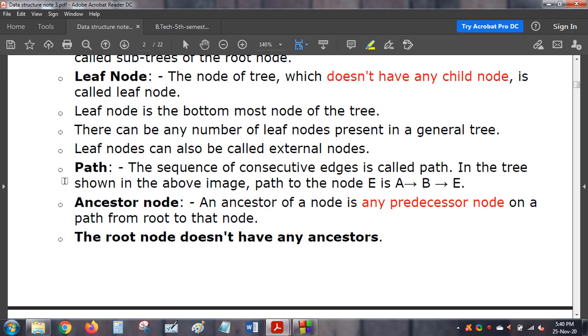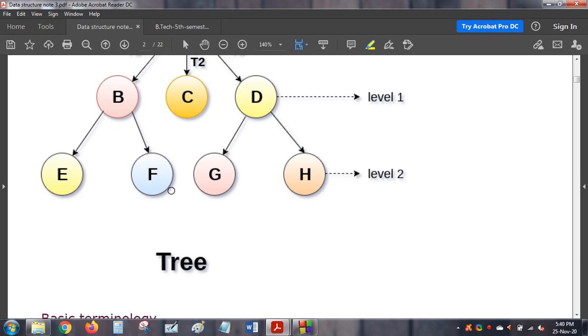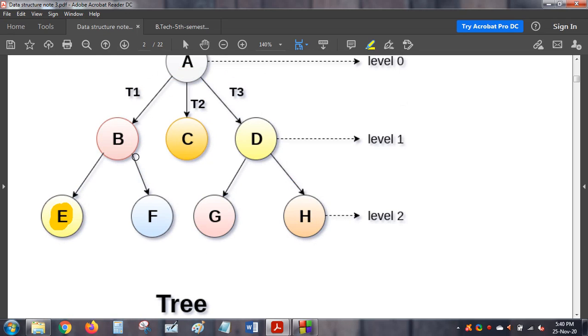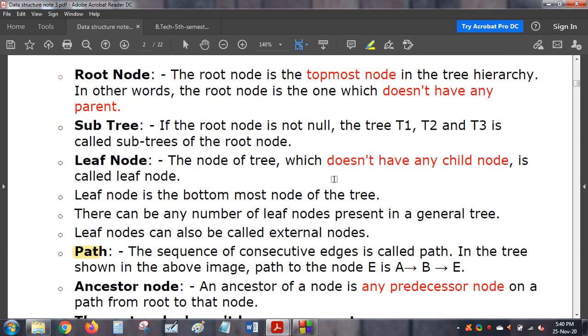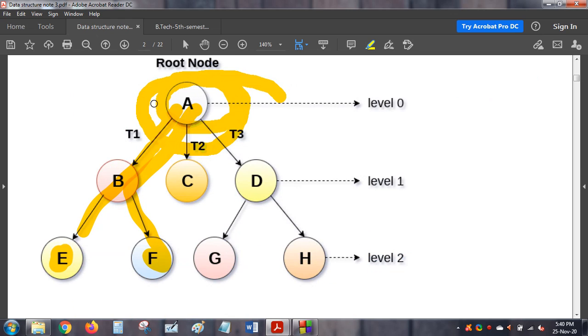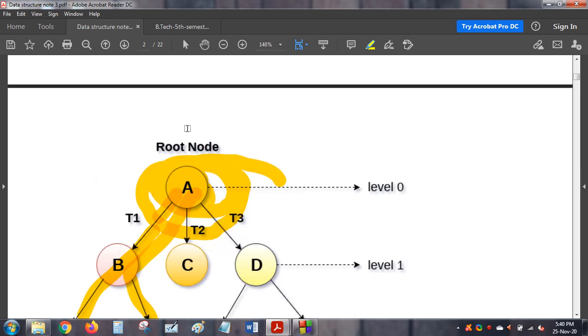Ancestor node. An ancestor of a node is any predecessor node on the path from the root to that node. Suppose this is my node, then from this path, this is my ancestor. So this is what we mean by ancestor. The root node does not contain any ancestor. Obviously, A will not have any ancestor because nothing is above it.